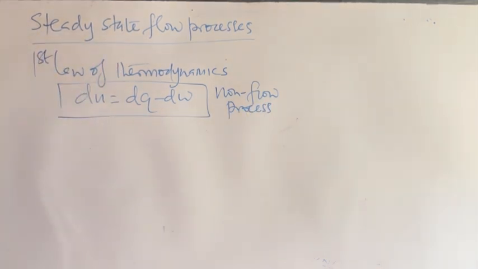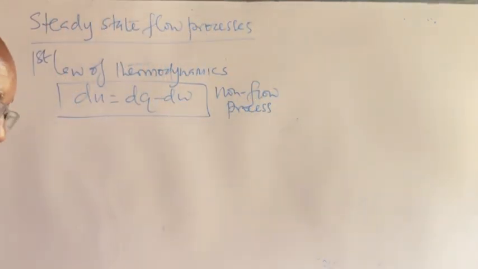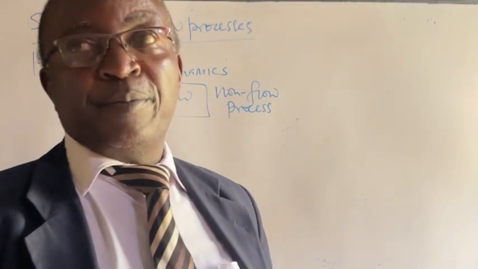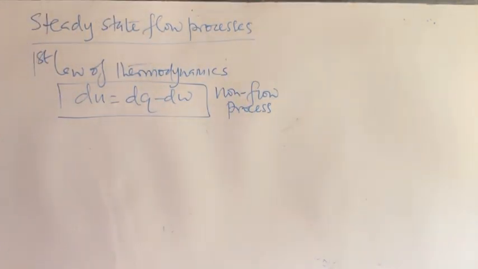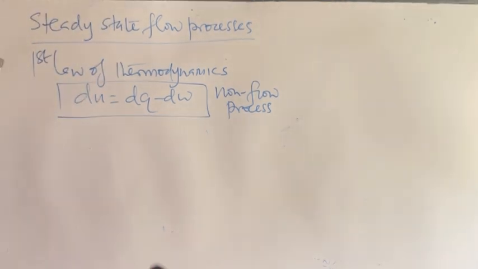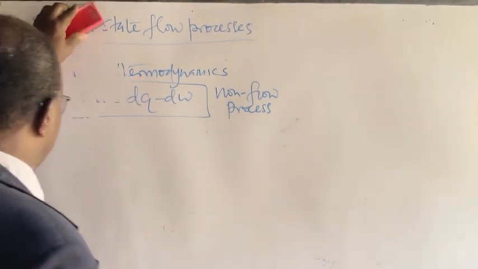So there's a difference now when it comes to steady-state flow processes. We're having the fluid, whatever the fluid is, it could be a gas, it could be a liquid, flowing through the system. So the first law for the steady-state flow process is not going to be the same as that for non-flow processes, like we have seen in the earlier lectures, where we had du equals dq minus dw. So let's just do a schematic of a steady-state flow process, and then we discuss it.